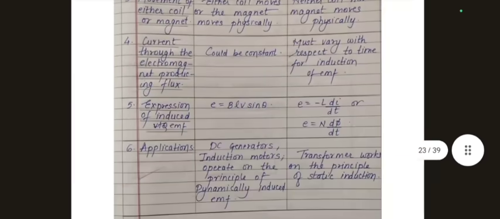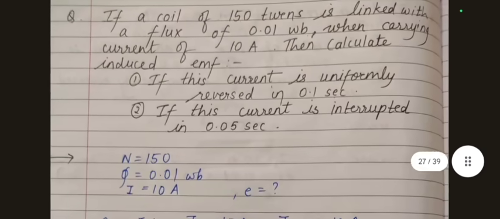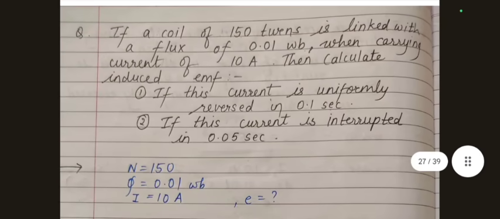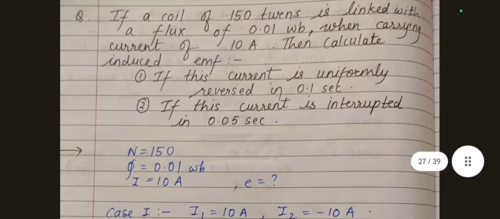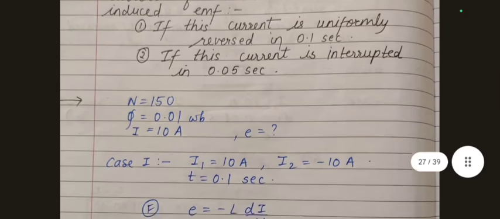Now let us go further. Here I have kept one more numerical for you to practice. The question is, a coil of 150 turns is linked with a flux of 0.01 Weber. So N is given as 150, the flux phi is given as 0.01 Weber. The coil is also carrying a current of 10 ampere, and we have to calculate the induced EMF. Two conditions are there.